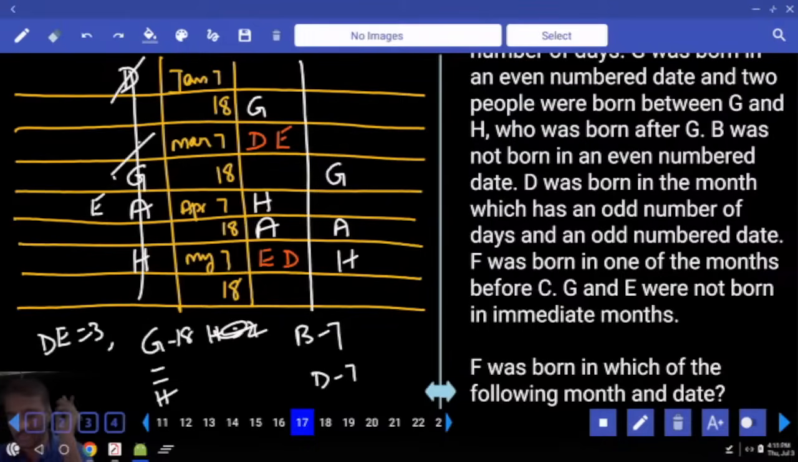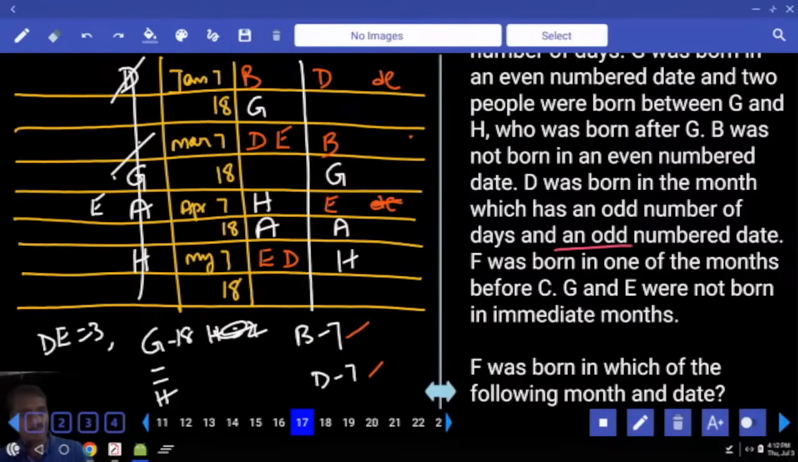D and E can be either way, because between D and E, who is before whom is not given. Now between D and E, this is the order we have. If D is here, 1, 2, 3, E can be at this place. But D cannot be at this place, isn't it? Hence, D is here and E is here. Then D is on 7th and B is on 7th. Now B is on 7th, then B must be on the first day.